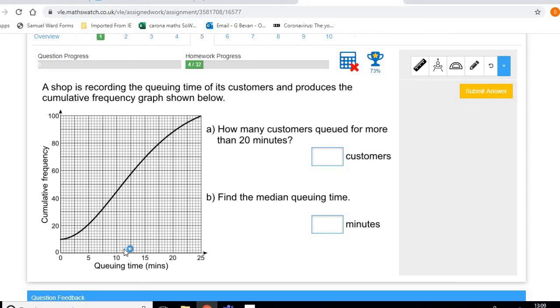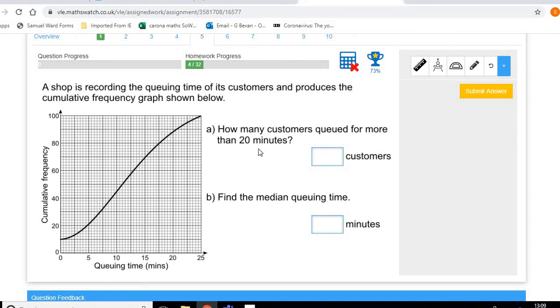We need to be careful here because it looks like every 2 squares is 1. So we have to work out our scale here. It goes from 10 to 15 and there are 10 squares between 10 and 15. So every square must be a half. So 2 squares is 1, 4 squares is 2, 6 squares is 3, and so on. So just be careful when you're reading your scale.